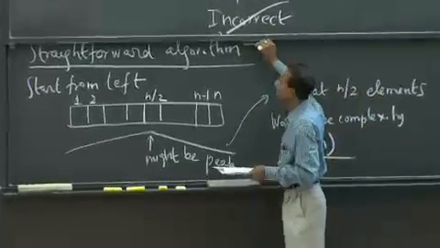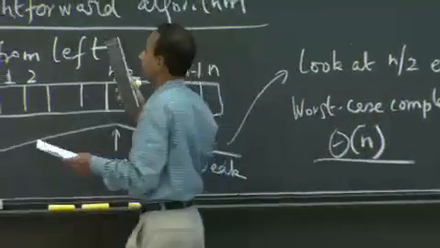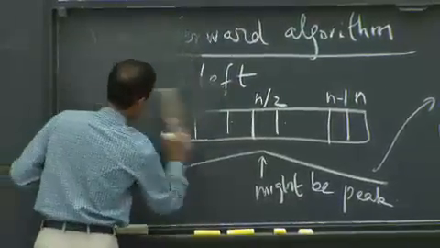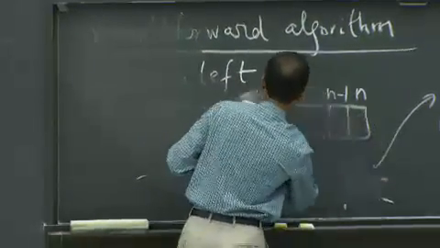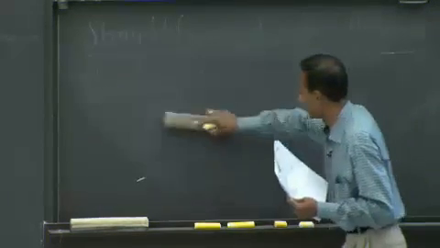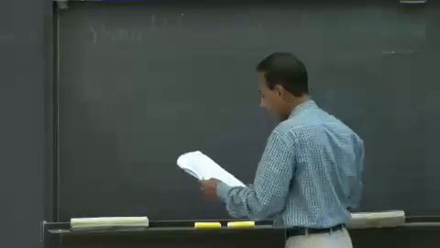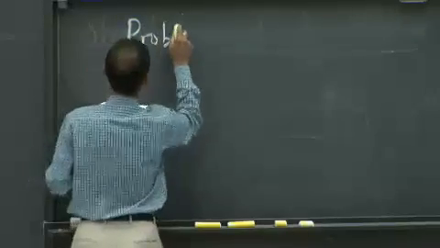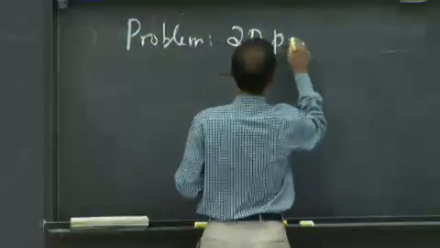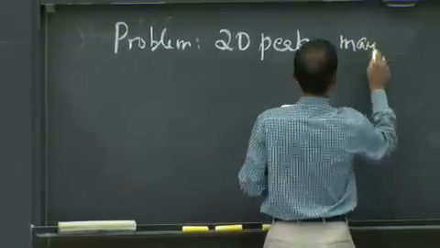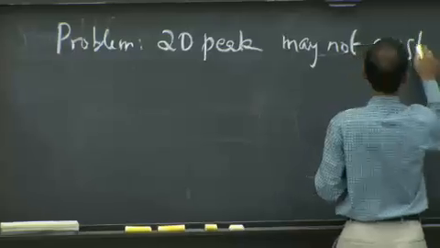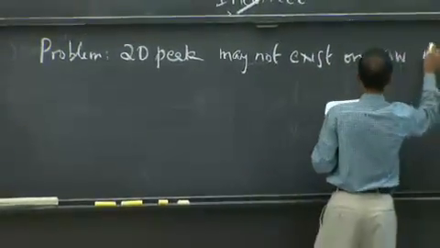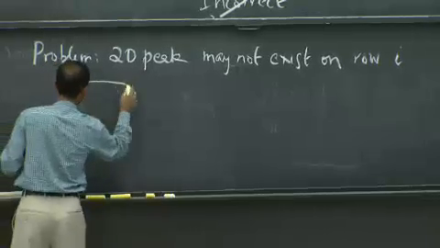It's efficient but incorrect. You want to be correct. You know, being correct and inefficient is definitely better than being incorrect and efficient. So this is an efficient algorithm in the sense that it would only take log n time, but it doesn't work, and I'll give you a simple example here where it doesn't work. The problem is a 2D peak may not exist on row i.